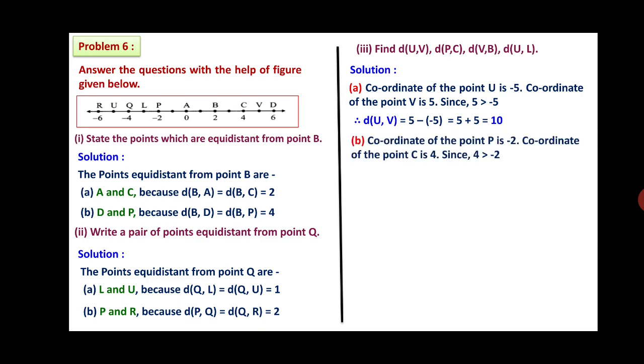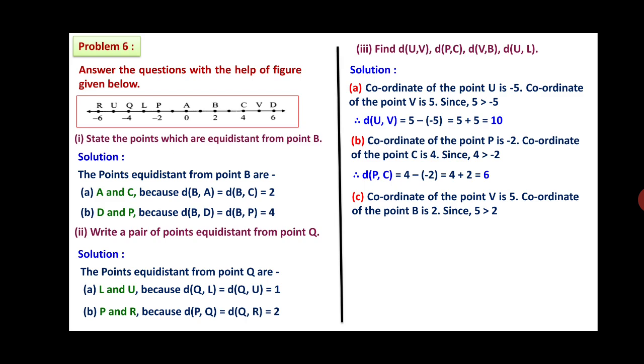Coordinates of the point P is -2 and the coordinates of point C is 4. Since 4 is greater than -2, you can find the distance between P and C. That will be 4 minus of -2, that is 4 plus 2, which is 6. Now see third one, coordinates of the point V is 5 and the coordinates of point B is 2. Here 5 is greater than 2. Therefore distance between V and B will be 5 minus 2, that is 3.